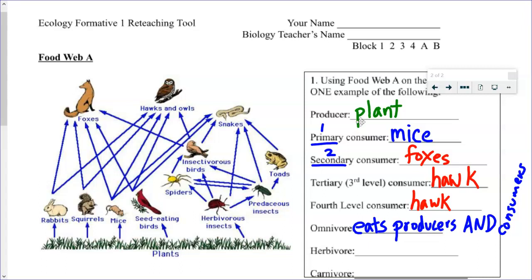An herbivore, think of herbs like plants, right? An herbivore is going to eat plants. It's the same thing as my primary consumers. They're feeding on that producer level. So I'm going to write the word mice again. And then carnivore, hopefully that's review for you. That's any of the meat-eating guys. So a spider could be a carnivore. It doesn't eat plants, it eats consumers. A toad could be a carnivore. Pretty much, anything that's not a producer or a primary consumer is a carnivore.